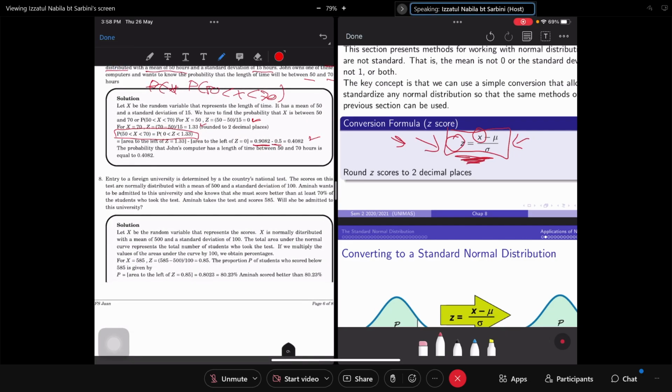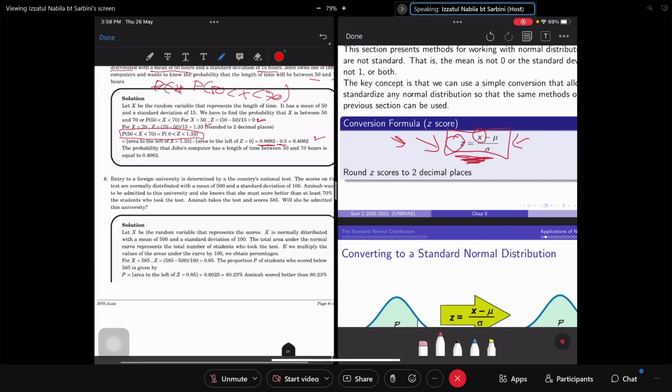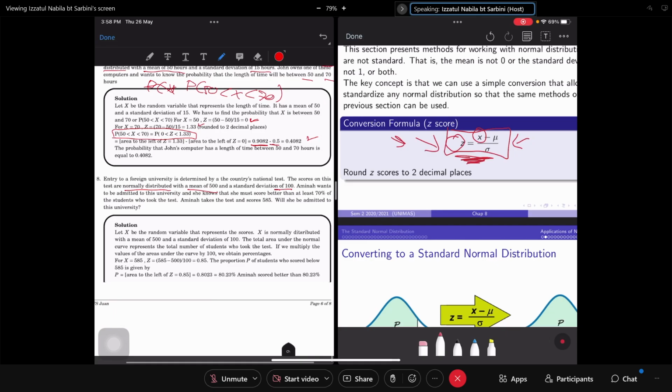Right? So now, question 8. Entry to a foreign university is determined by the country national test. The scores on this are normally distributed. Okay, these are the things that you need to find. Mean 500, standard deviation 100. Aminah wants to be admitted to this university and she knows she must score better than at least 70% of the students who took the test. Aminah takes the test and scores 585. Will she be admitted to the university? Okay.